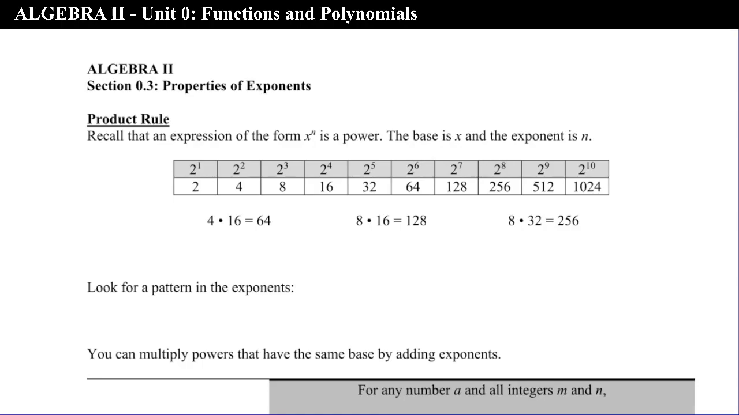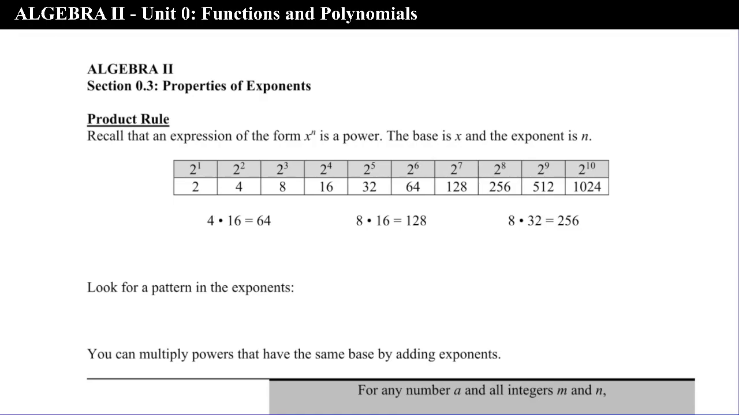Welcome to the Unit 0 Section 3 video on properties of exponents. Alright, we want to talk about how exponents work because as we move on to the next section we're going to be working with polynomials, and as we multiply polynomials together and we add and subtract them, we need to know how to work with any variable that has a power on it.